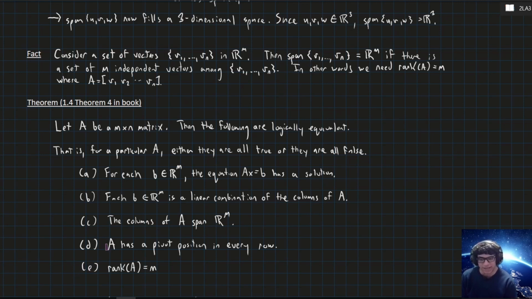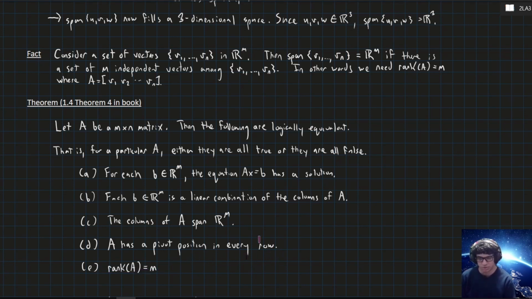Okay, so A has a pivot position in every row. Remember, our condition that we wanted here was that rank A equals m. Since A is an m by n matrix, m rows, what we're looking for in that condition is that each row has a pivot. And the last one, E, says that rank A equals m. Right? It has m many pivots.